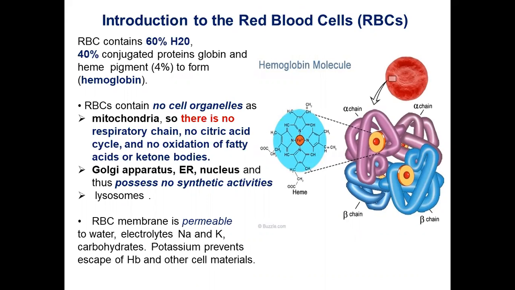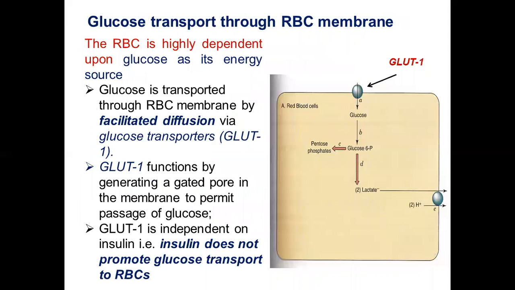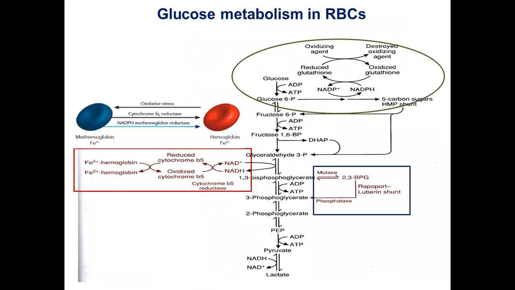Red blood cells contain no cell organelles such as mitochondria, Golgi apparatus, endoplasmic reticulum, nucleus, and lysosomes. The red blood cell membrane is permeable to water, electrolytes, sodium and potassium, and carbohydrates. Glucose is transported through the red blood cell membrane by facilitated diffusion through glucose transporters. Insulin does not promote glucose transport into red blood cells.